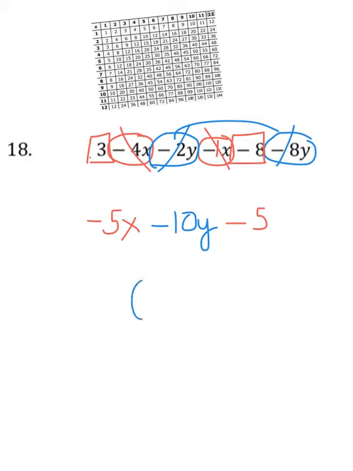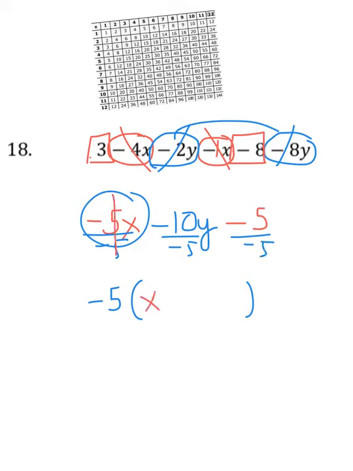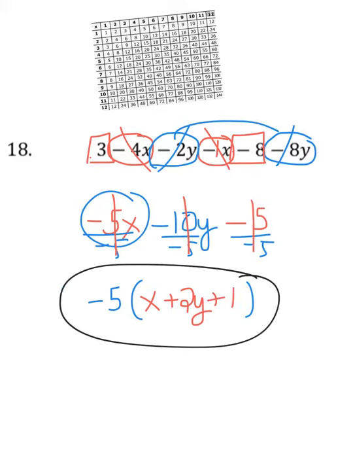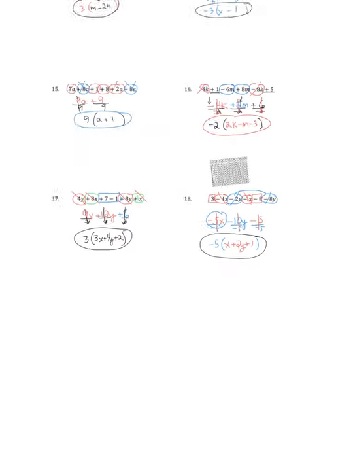What can I take out? Immediately I see 5. It's going to be a positive 5 or negative 5, right? Negative 5. Why? Because the leading term is negative. Divide by negative 5, divide by negative 5, divide by negative 5. That will be a positive 1x, positive 2y, and a positive 1. Factored expression. Hey, that page is done. All right, let's go to the next page.